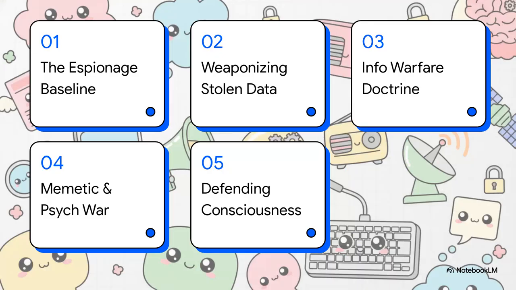Okay, here's our game plan for today's explainer. First, the espionage baseline. Second, weaponizing stolen data. Third, the information warfare doctrine. Fourth, memetic and psychological warfare. And finally, defending the collective consciousness. Let's just jump right in.